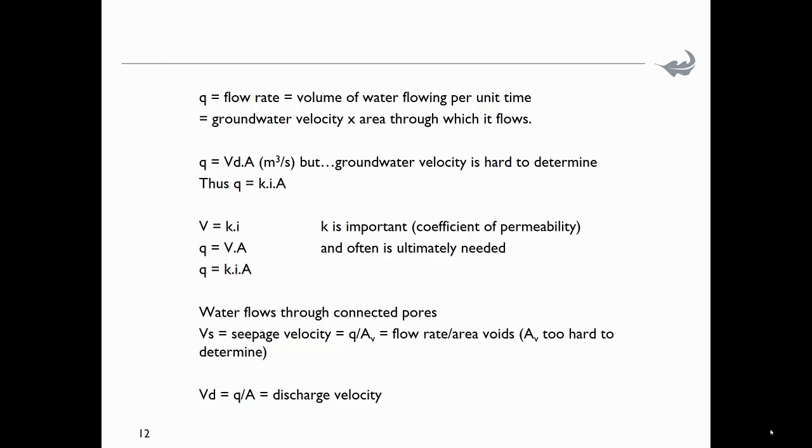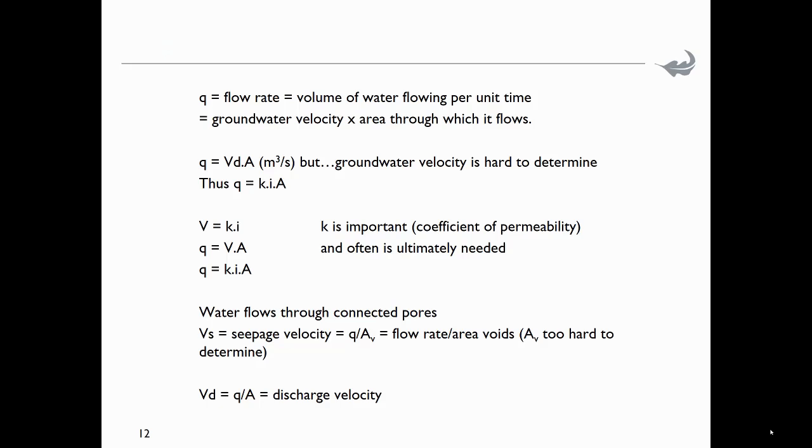But groundwater velocity is very hard to determine, and therefore we say the flow rate Q equals K times i times the area. So K is the important coefficient, so velocity is K times i. Q is equal to velocity times A, and Q is also K times i times A. Different ways of saying the same thing.